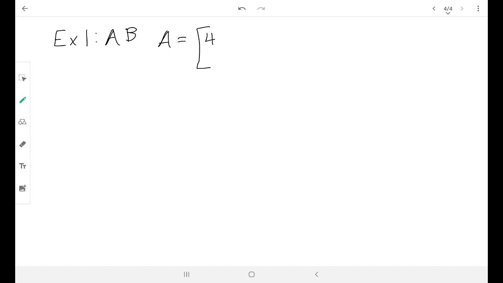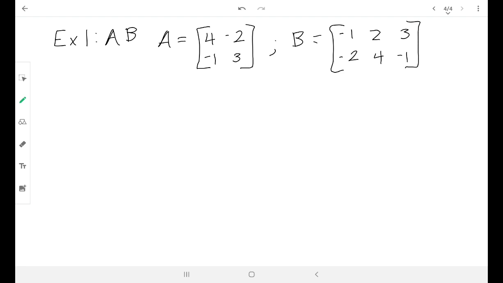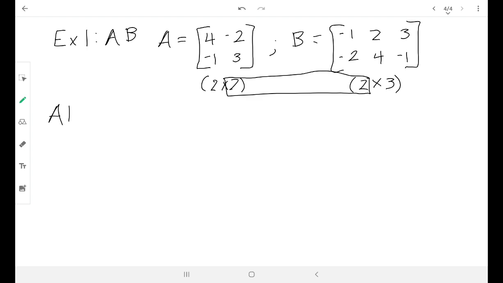Matrix A is 4, -2, -1, 3. And matrix B is -1, 2, 3, -2, 4, -1. So there's our two matrices, and notice that this is a 2 by 2, and this is a 2 by 3. And so if we multiply them in that order, it is possible. So we can do A times B.